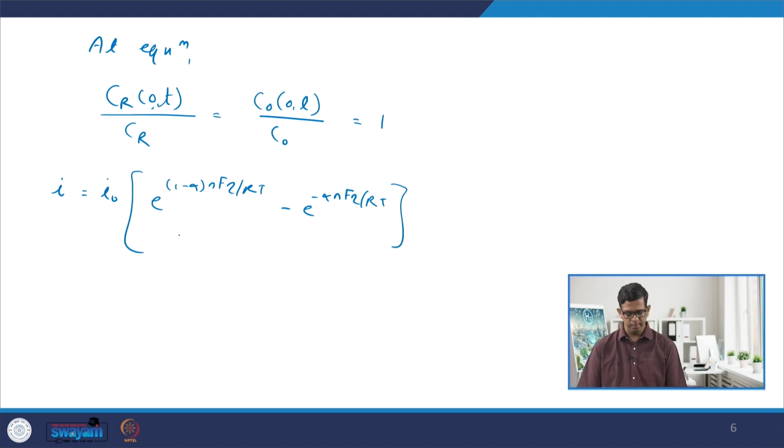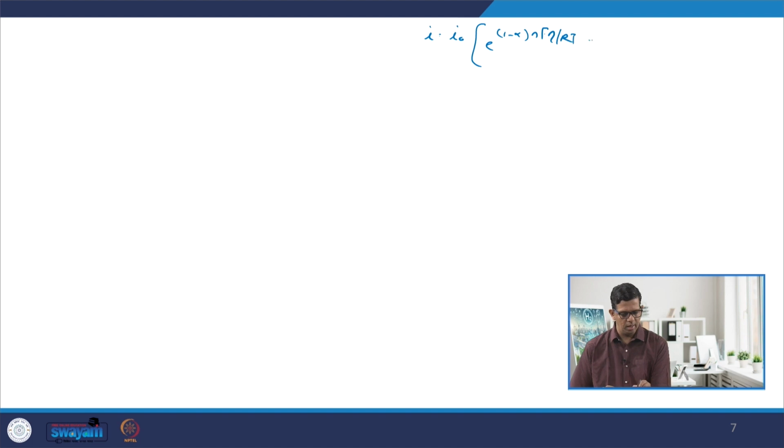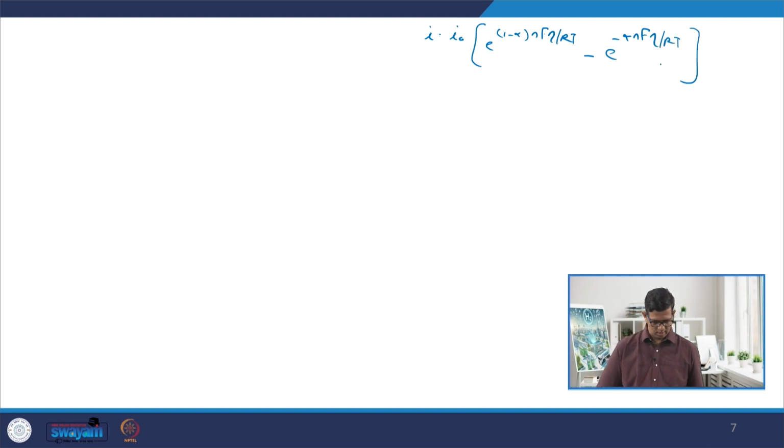So, it is 1, and if I want to now plot this with respect to the different currents, how does it look? Let me use that equation one more time. So, it is I equals I naught times e to the power (1 minus alpha) n F eta by RT minus e to the power minus alpha n F eta by RT. So, how does that equation look? Let us draw it.